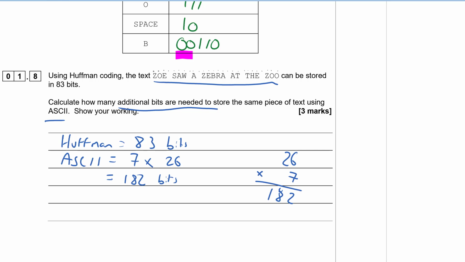So to calculate the additional bits needed, if it was ASCII, we just find the difference between the two. So let's subtract 83 from 182. So this is going to give us 99 bits. So ASCII would have taken up 99 more bits if it had been used, although the slight caveat is Huffman coding helps compress, but you've got to store the entire tree as well. We never really consider that when we're doing these calculations.